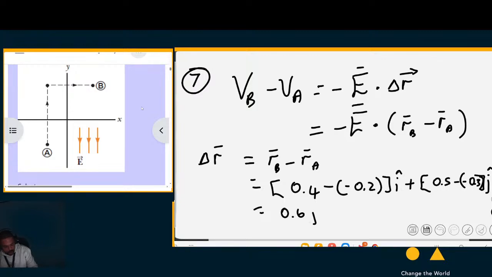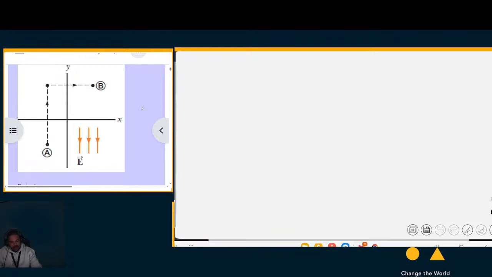In the i hat direction, 0.5 plus 0.3, that's 0.8 in the j hat direction, and that's in meters. So now we have this displacement vector here. It's 0.6 i hat plus 0.8 in the j hat direction. Now we only need the electric field, which they've actually given to us. So we can actually do the whole sum.